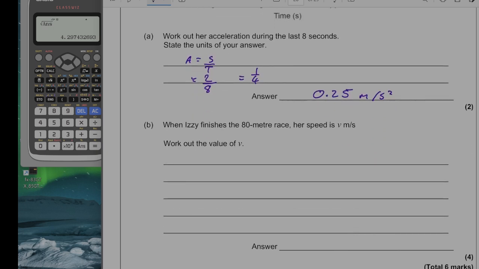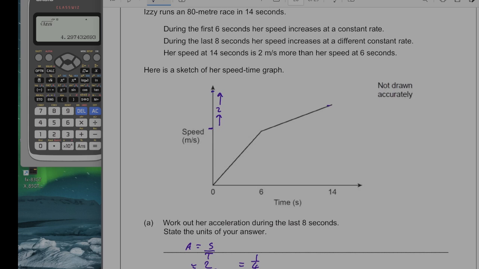Right, part B. When Lizzie finishes the 80-meter race, her speed is v meters per second. Work out the value of v. Right, so this speed here, this maximum speed, which I've not drawn particularly well there, is v. The speed here is then v minus 2. And we're going to work out the total area of the graph needs to be equal to 80. So I'm going to work them out. So A1 plus A2 must be equal to 80.